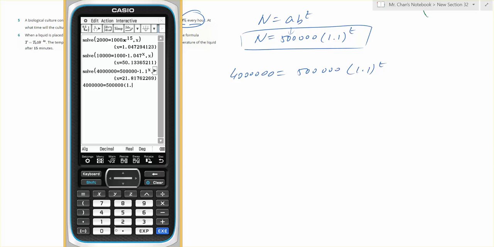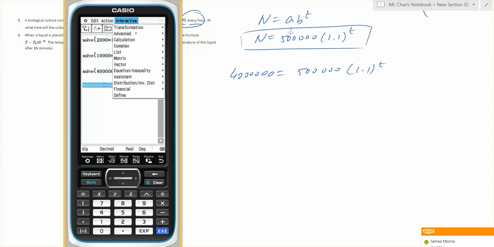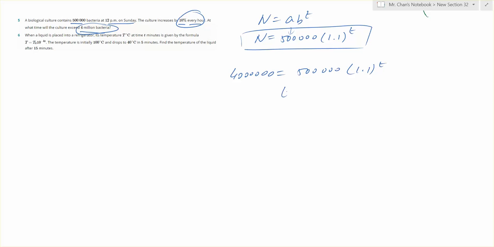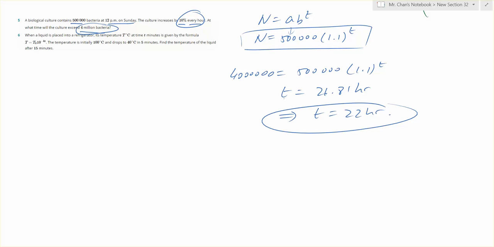1.1 to the power t. So when I solve that, I go interactive, advanced, solve. I get 21.81. So in terms of hours, 21.81 hours, which simplifies to 22 hours, because it's talking about hours, so it's assumed to be a discrete value. So you go to the nearest hour to ensure that you go above the population.